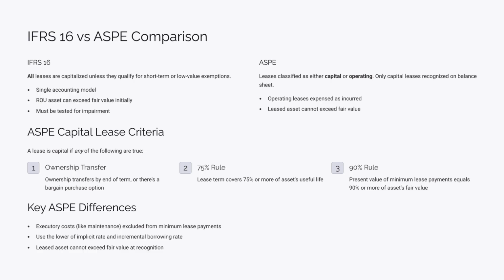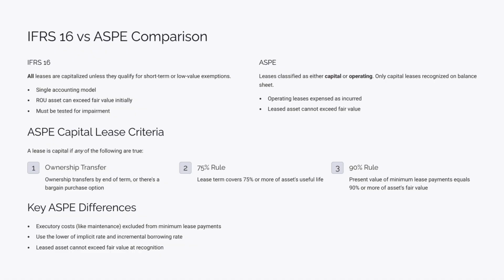A lease is capital under ASPE if any of the following are true. 1. Ownership transfers by the end of the term, or there's a bargain purchase option. 2. The lease term covers 75% or more of the asset's useful life. 3. The present value of minimum lease payments equals 90% or more of the asset's fair value. If any one of these criteria is met, record a leased asset and lease liability. If not, treat it as an operating lease.